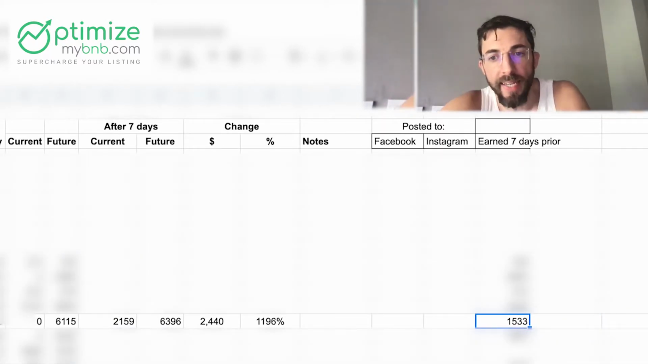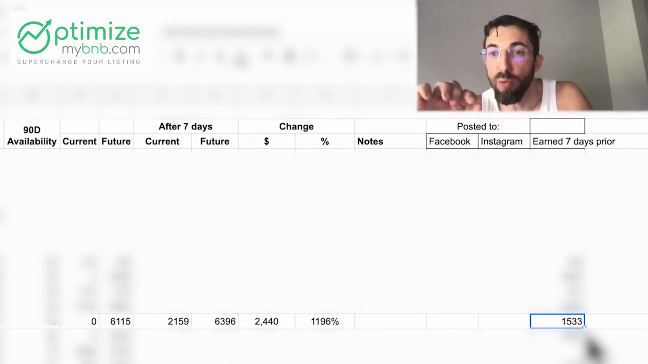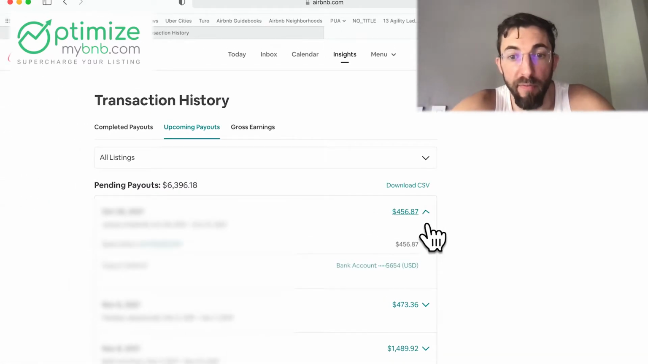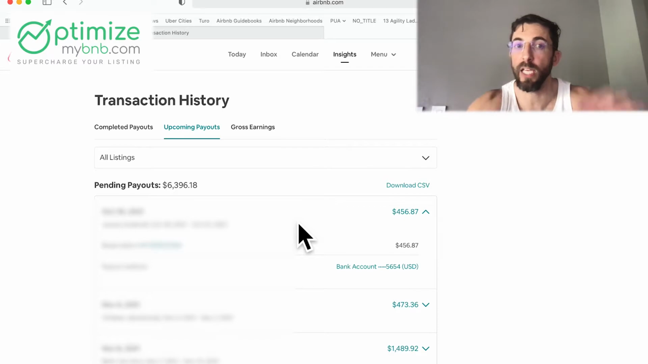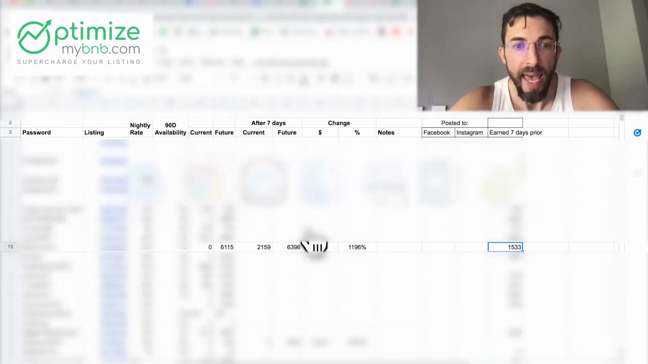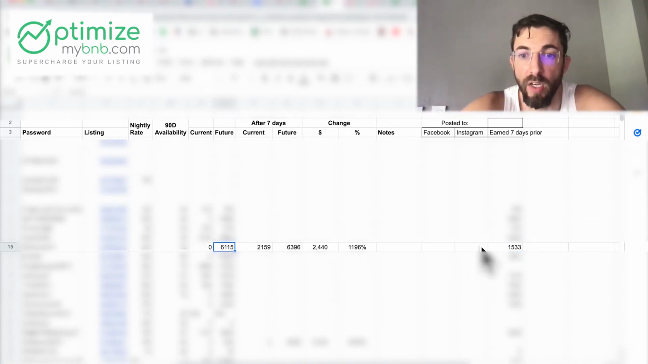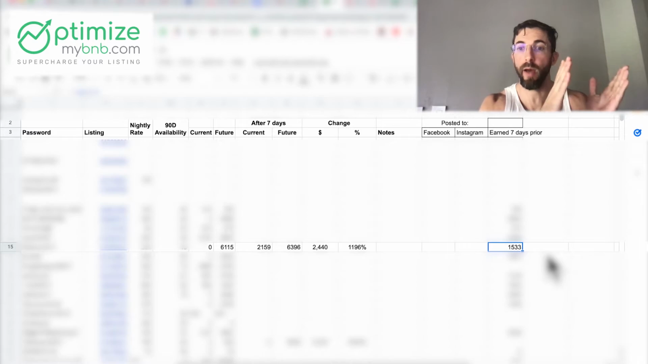This number here tells me how much money the host earned in the 7 days prior to my optimization. And how do I do that? Before I get started, I click on every one of these reservations and I look to see if it was booked within the 7 days before my optimization. So in this case, September 30th to October 6th, something like that. And for this host, of that $6,115, $1,533 was booked in the 7 days prior to my optimization.